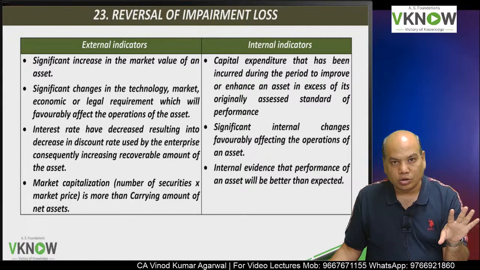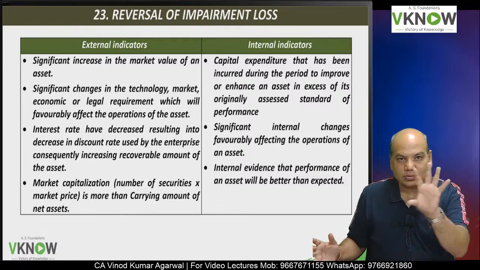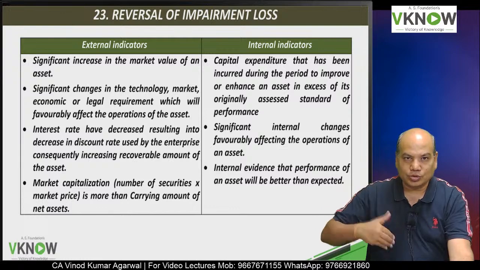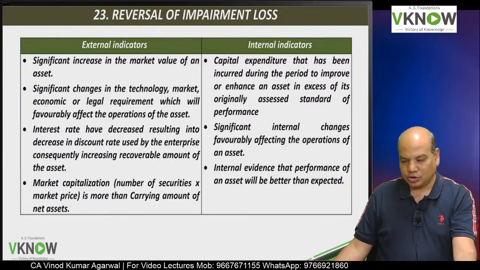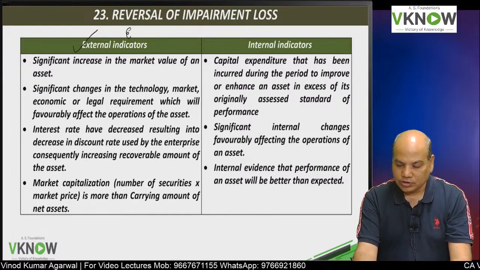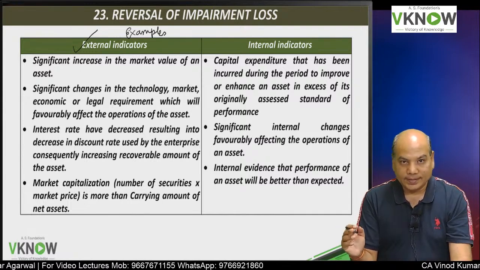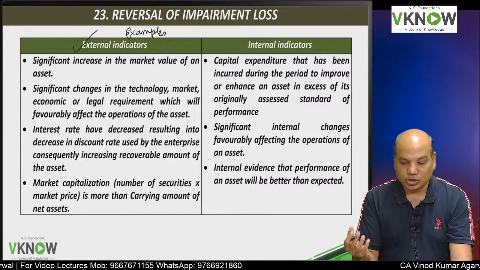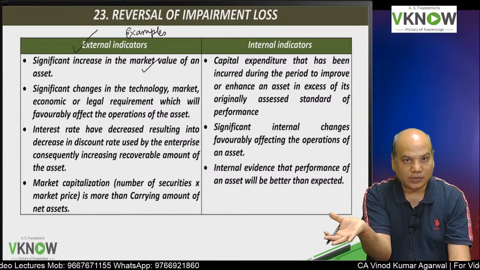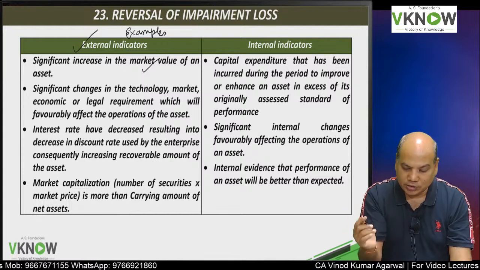The indication of reversal of impairment loss can come from either an external source, outside the organization, or an internal source, within the organization. Examples of external indicators; these are examples, this list is not exhaustive, you can have any other indication also. One is that the market value has increased. For example, I gave you building. Many buildings have found that their values have increased.